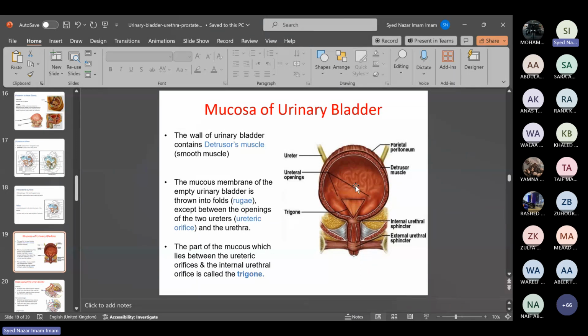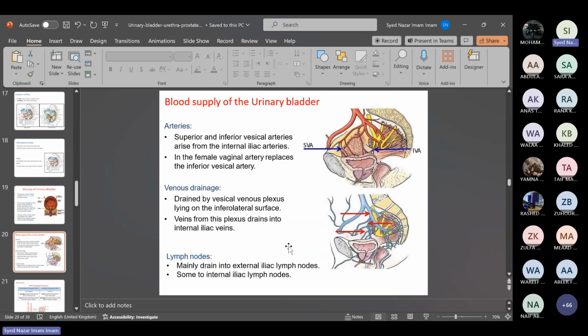Now inside, try to find out the trigone, which is between two ureteral openings and one urethral opening. So this structure is forming a trigone, which is smooth, unlike the rest of the urinary bladder, which is thrown into folds. We call them rugae. So this is the trigone here inside, which is between these three openings. You can see the trigone also.